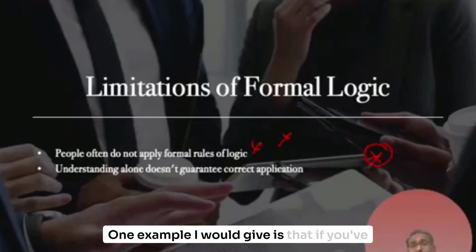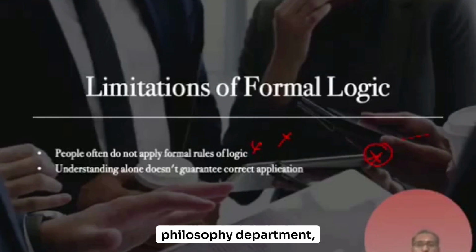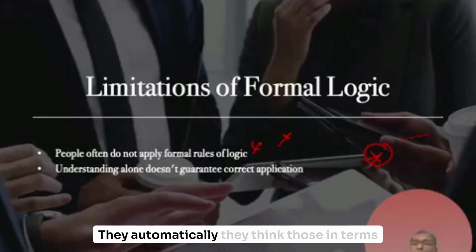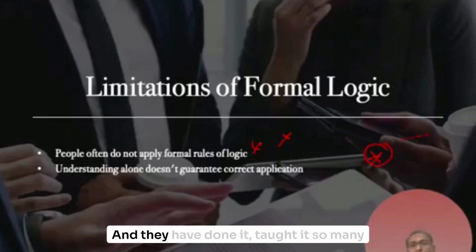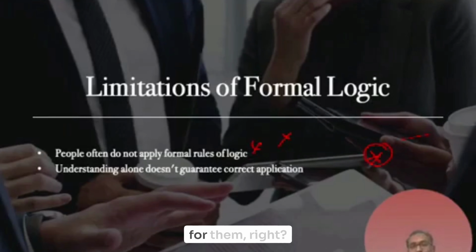One example I would give is that if you've taken logic or logic related courses from the philosophy department, and you talk to your philosophy professor about logic, they are very fast. They think in those terms because they are more experienced, right? And they have taught it so many times that it has become system one thinking for them, right?